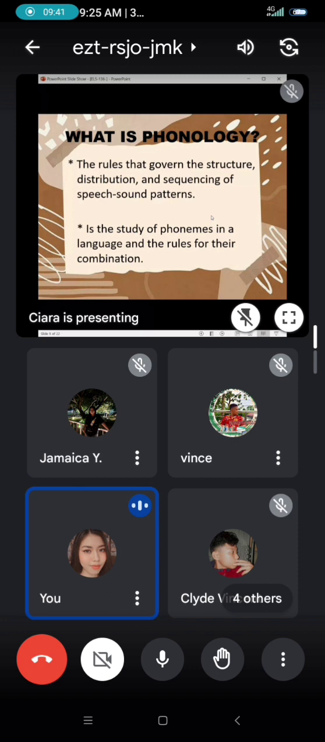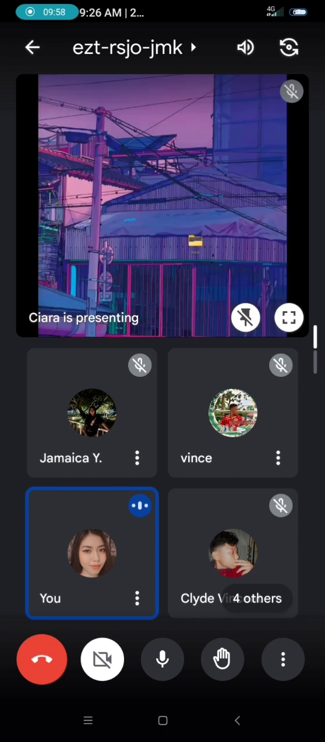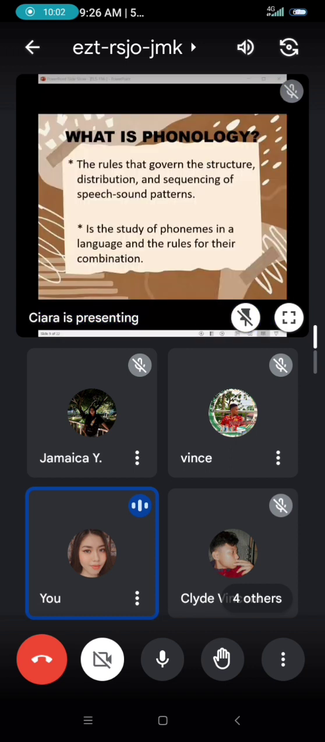Another definition of phonology is the study of phonemes in a language and the rules for their combination. A phoneme is the smallest distinctive unit of sound in a language that can change the meaning of a word. It's a basic building block of a language's sound system. So, we have here an example.